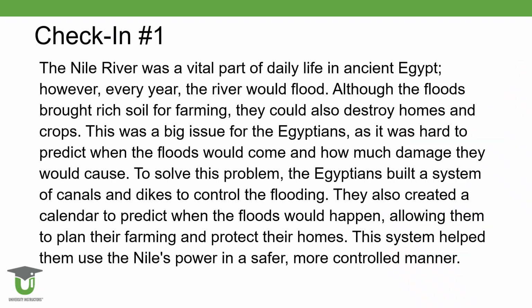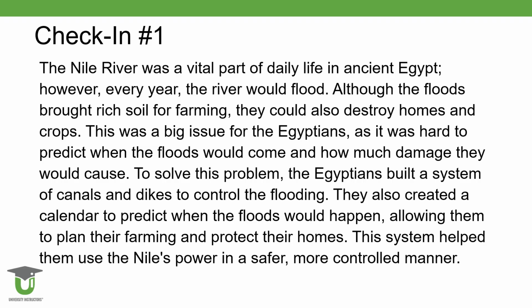When determining the text structure, pay attention to key words and the overall meaning of the passage. The Nile River was a vital part of daily life in ancient Egypt. However, every year the river would flood. Although the floods brought rich soil for farming, they could also destroy homes and crops.